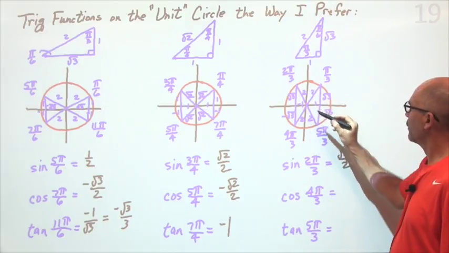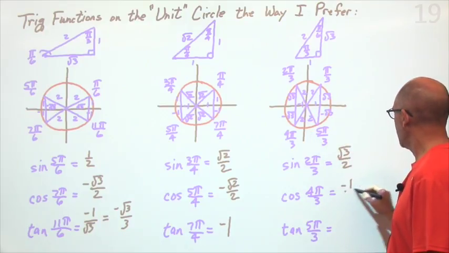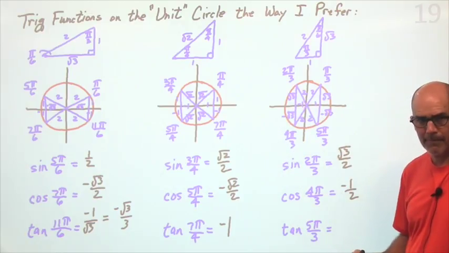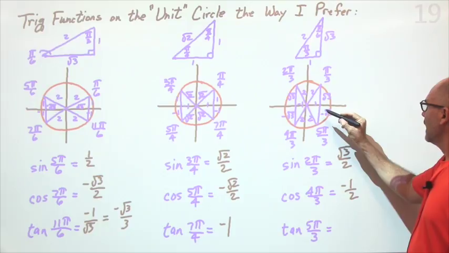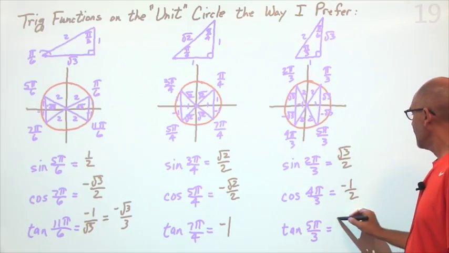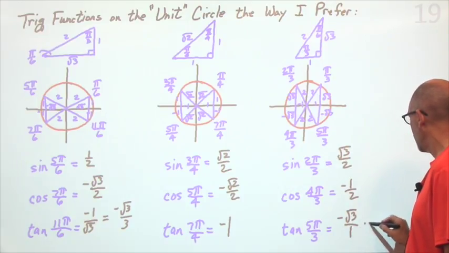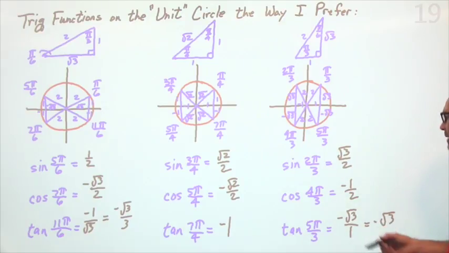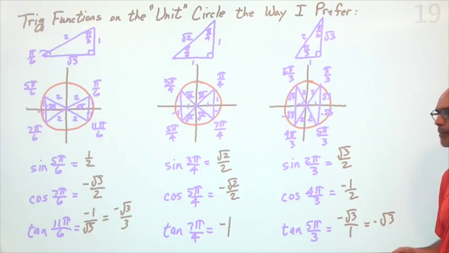Cosine of 4 pi over 3, adjacent over hypotenuse, which is negative 1 over 2. Why is it negative? Because it's left. And tangent 5 pi over 3 is going to be opposite over adjacent, which is negative square root of 3 over 1, which equals just plain negative square root of 3. Now, why is that negative? Same reason as before, sine and cosine are opposite signs.